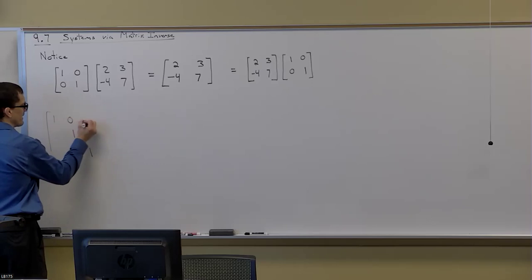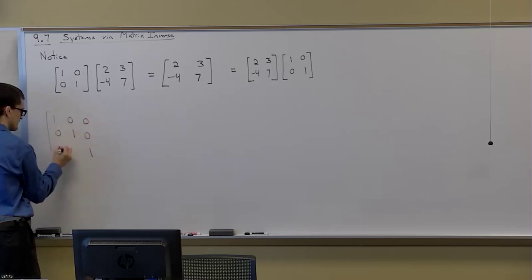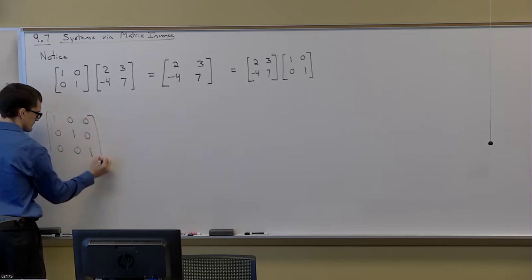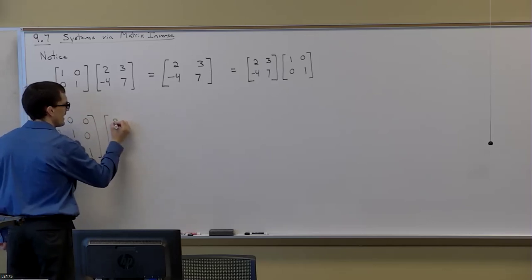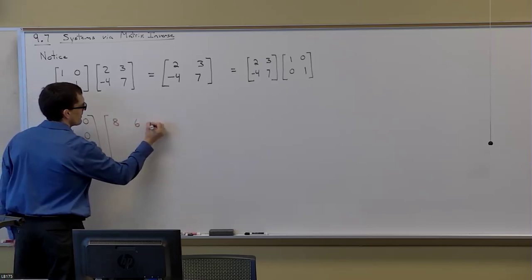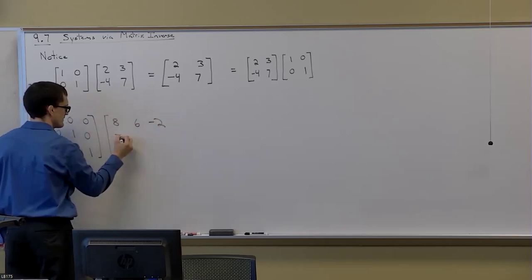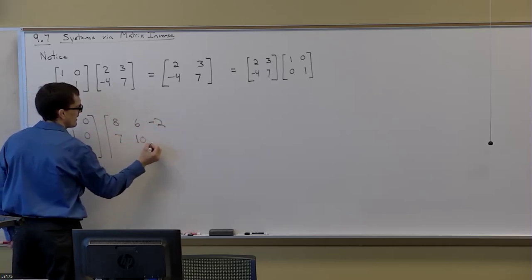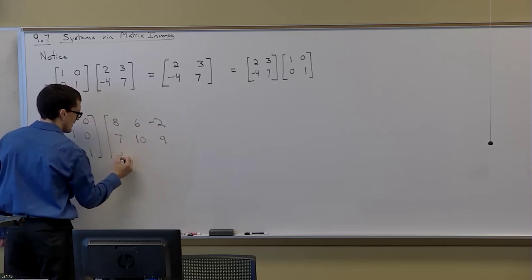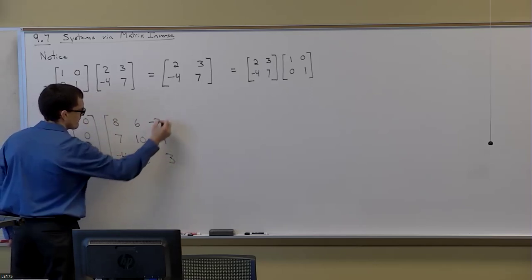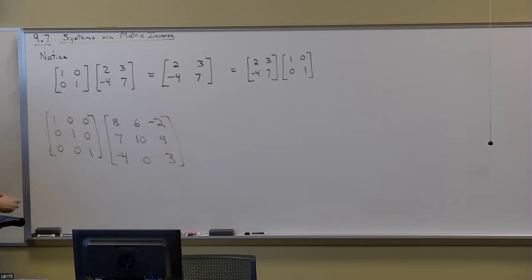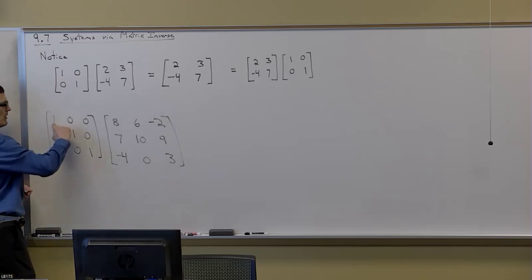Let's say I have a 3x3 case. So we have 8, 6, -2, 7, 10, 9, -4, 0. Now, if you're guessing what's going to happen, what do you think is going to happen? Something similar, right?